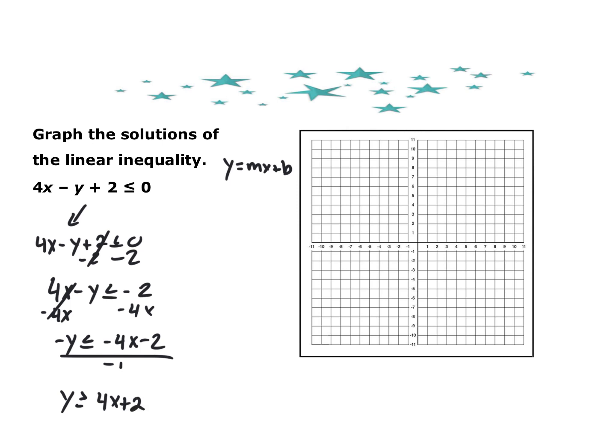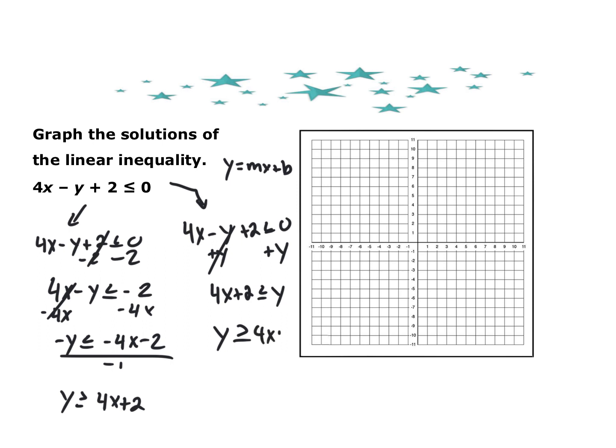This is one way of doing it. Now the second way of doing it is if you just add the y. If you just add the y to both sides, you're left with 4x plus 2 is less than or equal to y. When you rewrite it with the y on the left, we end up with the exact same thing as before. So you can choose whichever way you'd rather draw it or solve it. Just make sure you follow the rules for inequalities.